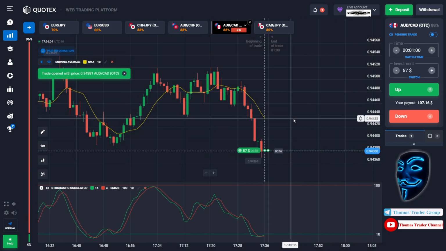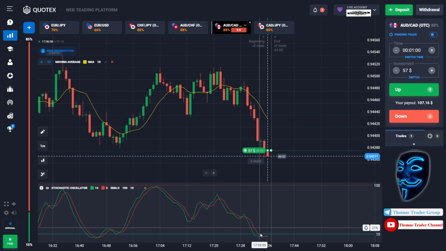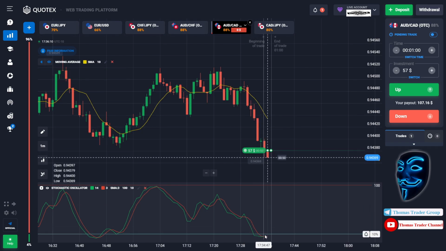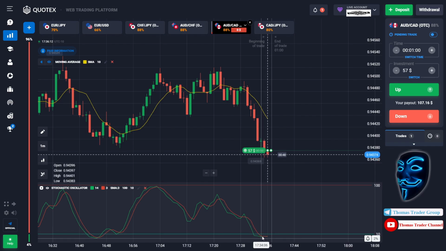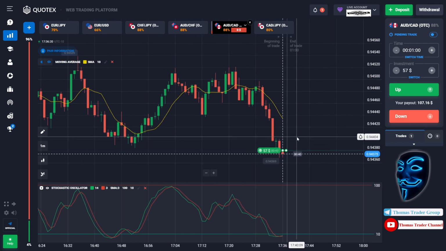As you can see, the market is going bearish and the market has already touched the oversold area. When the market touches the oversold area, it will make a rebound and it will make a correction to the moving average line before it continues the bearish trend. Let's prove it and let's wait till the end of our trade.